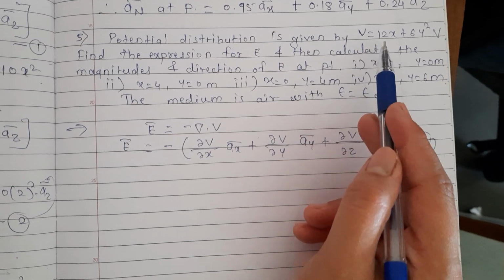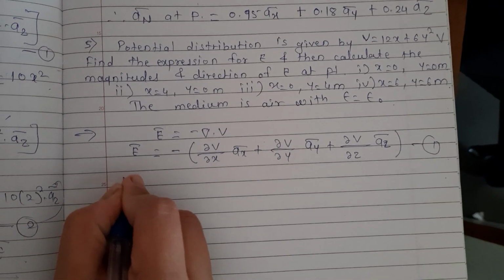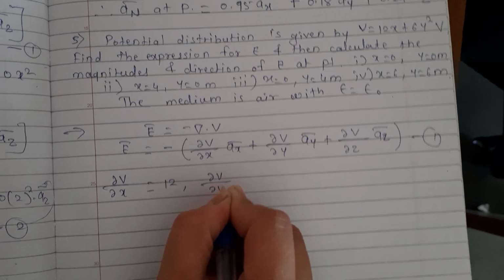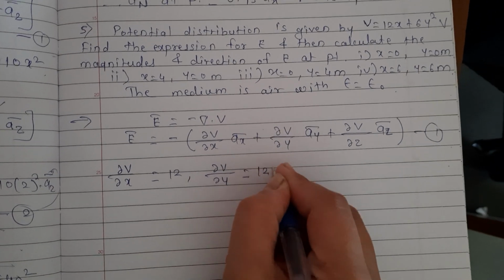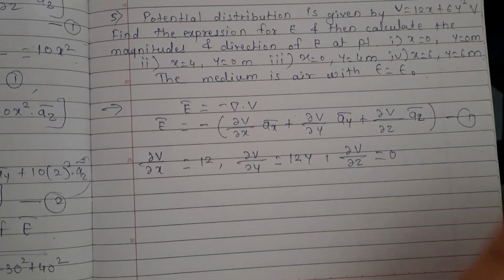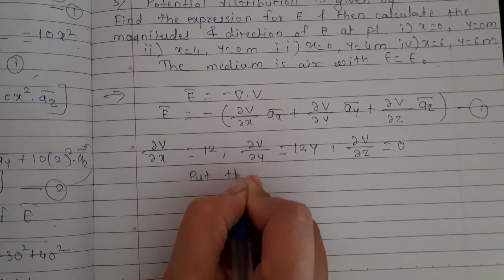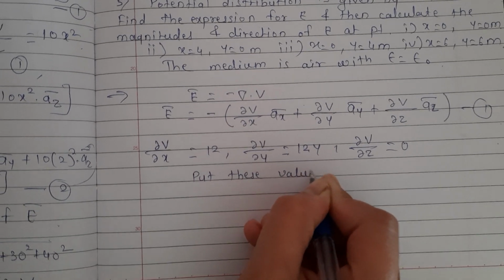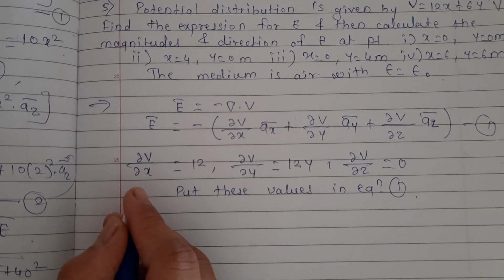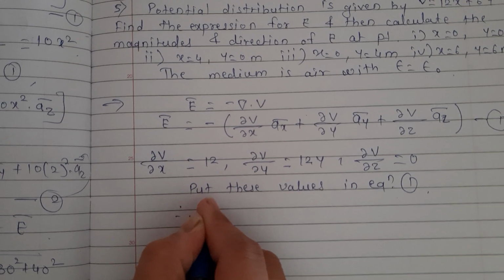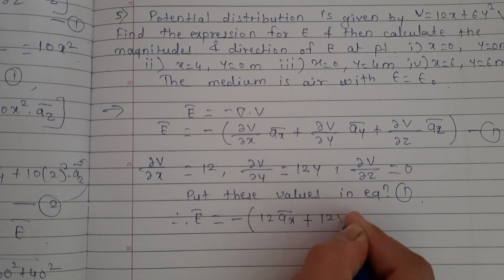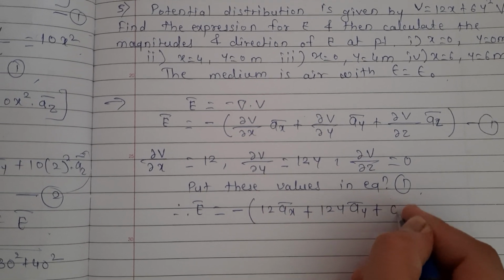Now the given potential is V is equal to 12x plus 6y square. So differentiate this equation with respect to x, y and z separately. So dV by dx is equal to 12, dV by dy is equal to 12y, and dV by dz is equal to 0 as there is no z term present. Now put these values in equation 1. So E bar is equal to minus into 12ax bar plus 12y ay bar plus 0.